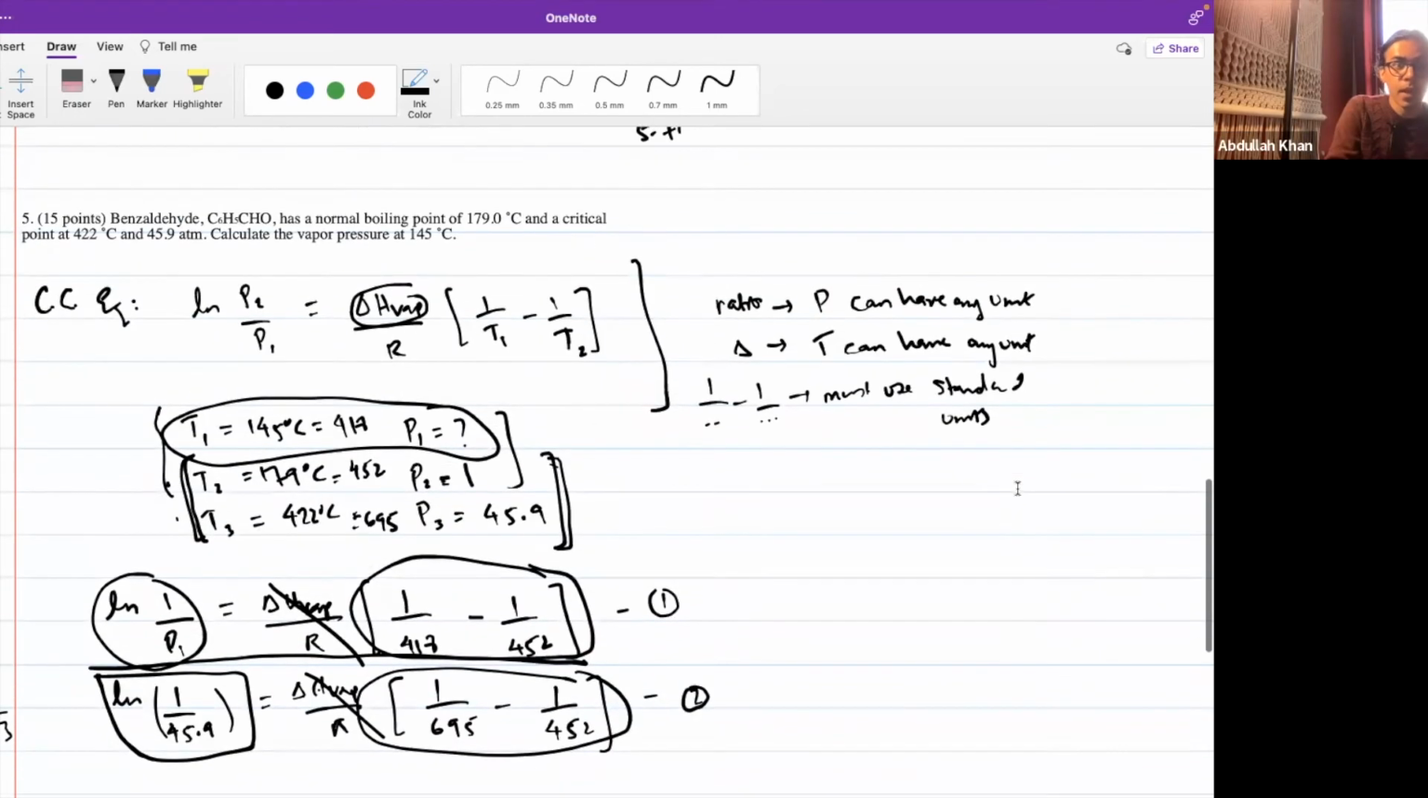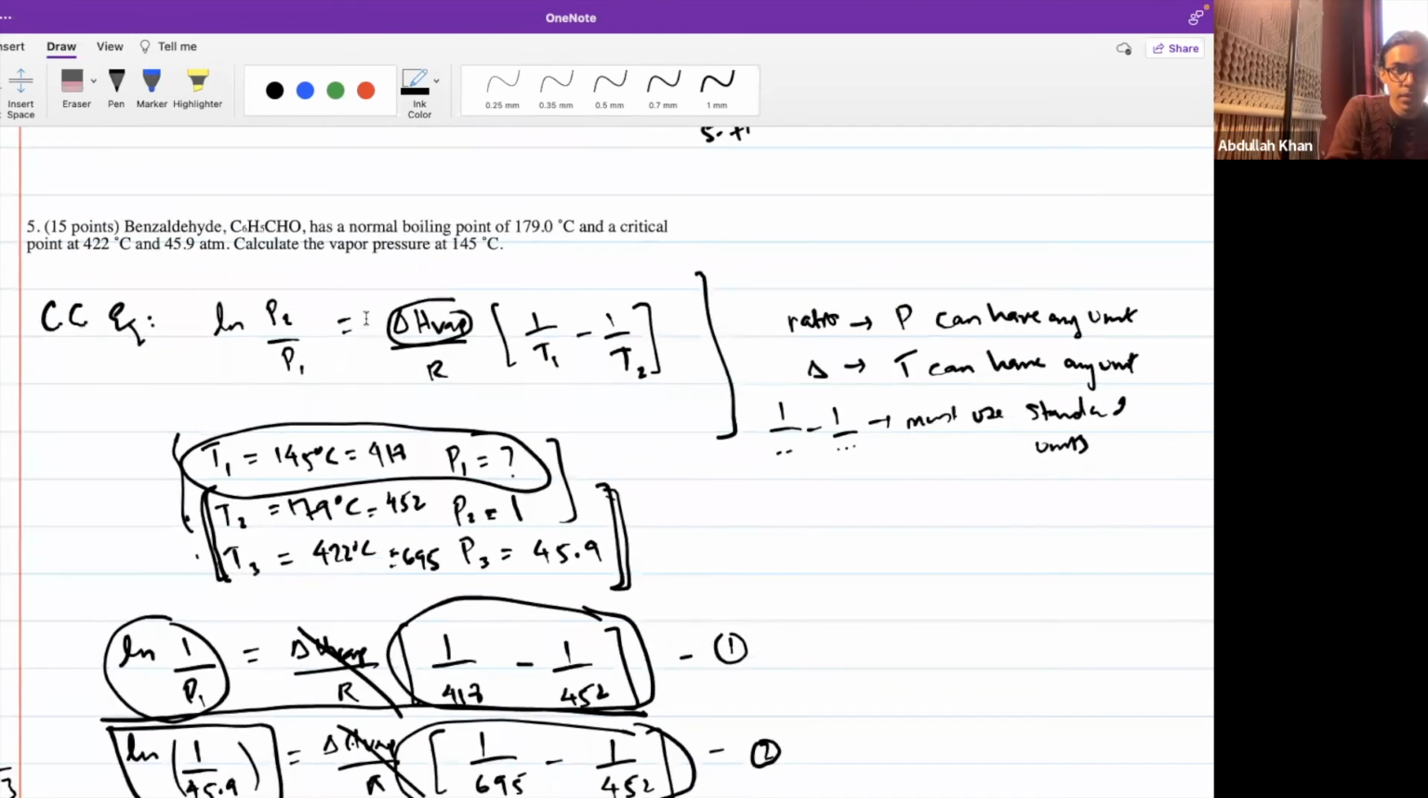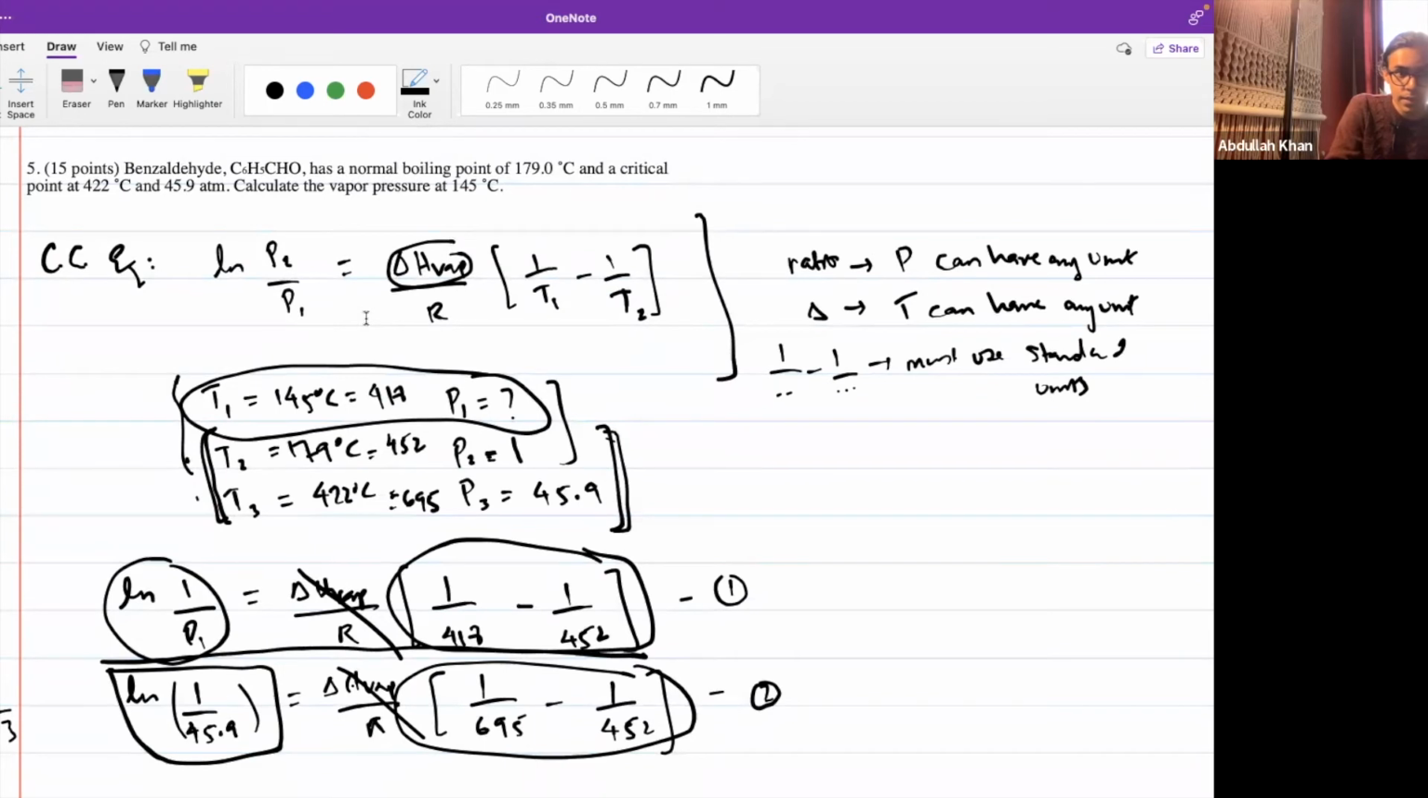Sure. You have the Clausius-Clapeyron equation, and you're given two sets of temperatures and pressures, and one where the temperature is given, but the pressure is unknown, right? For a general Clapeyron equation, you just need two pressures and two temperatures. Here, you're given three temperatures and two pressures. That's weird. And we realized that was the case because you needed extra data to figure out your delta H vaporization, which is not given in the question, right?